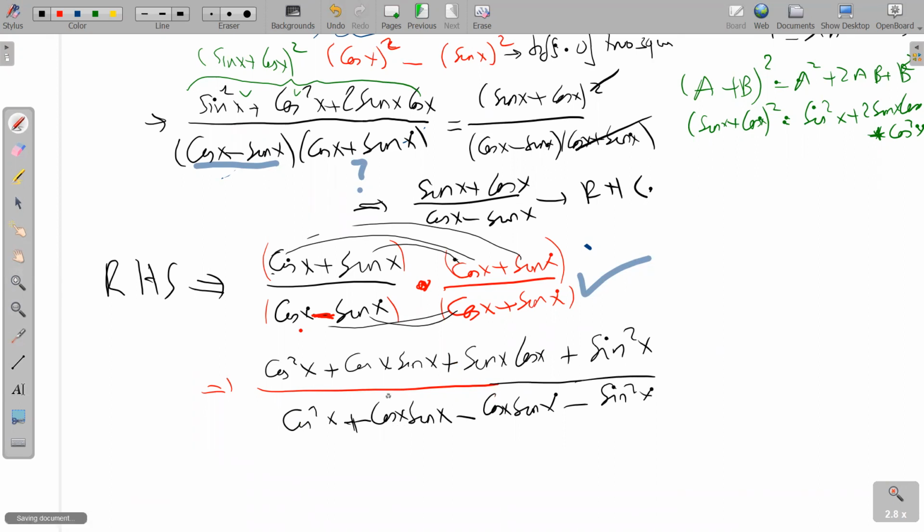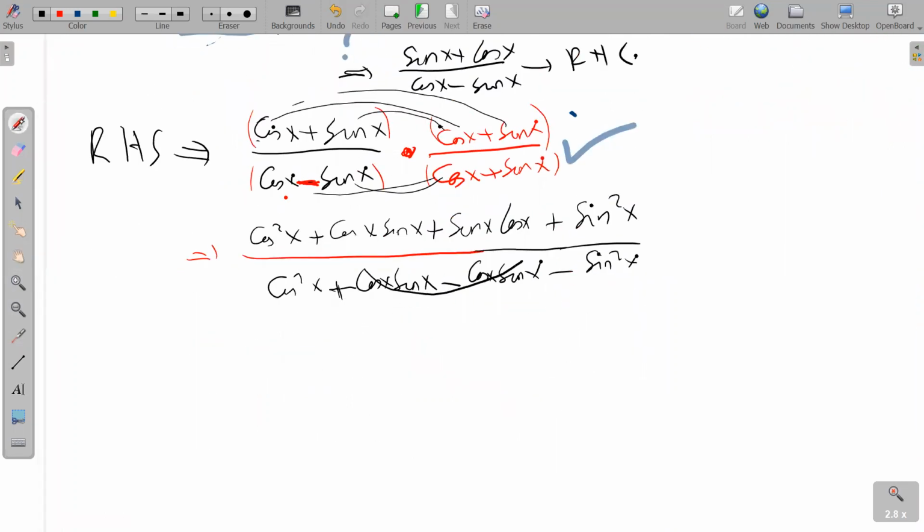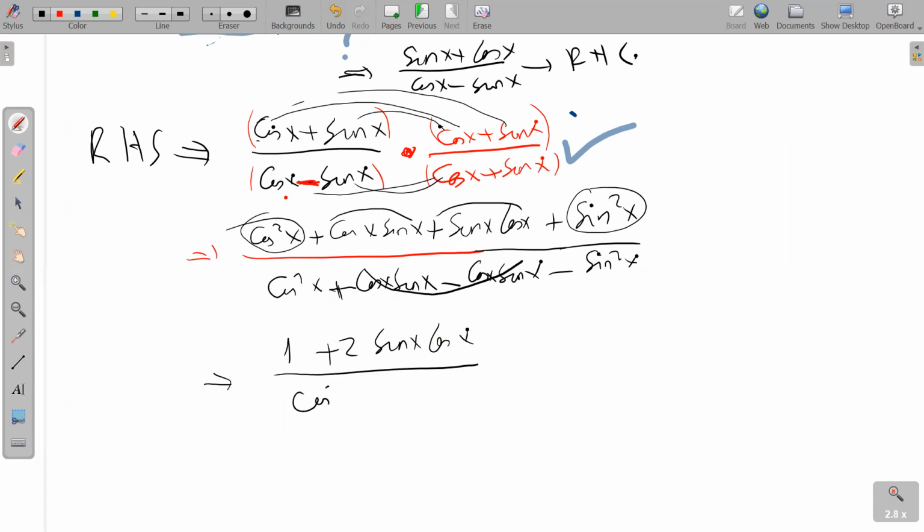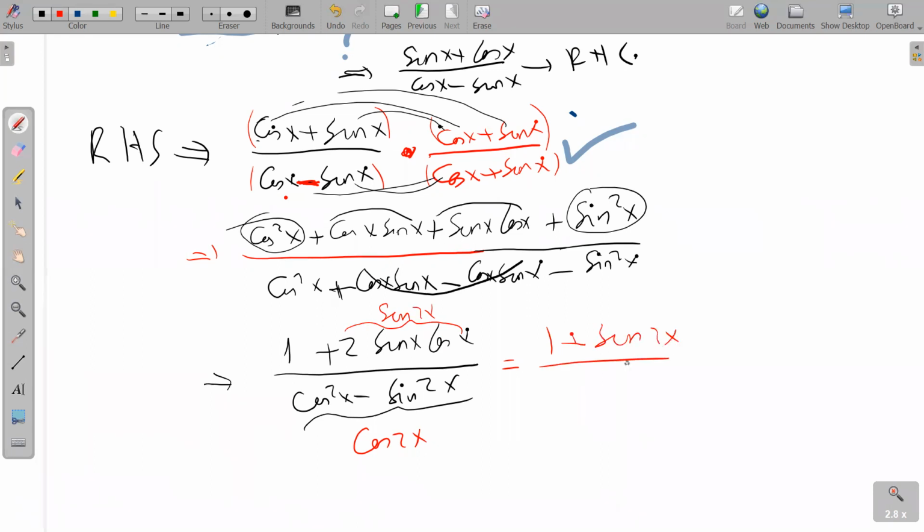So we have cancelled these. Sin square x plus cos square x is 1, plus 2 sin x cos x. Why? Because it's 1, 1, 2. Here is cos square x minus sin square x. Of course, this denominator is cos 2x. This one is sin 2x. So replace that, 1 plus sin 2x over cos 2x, which is.